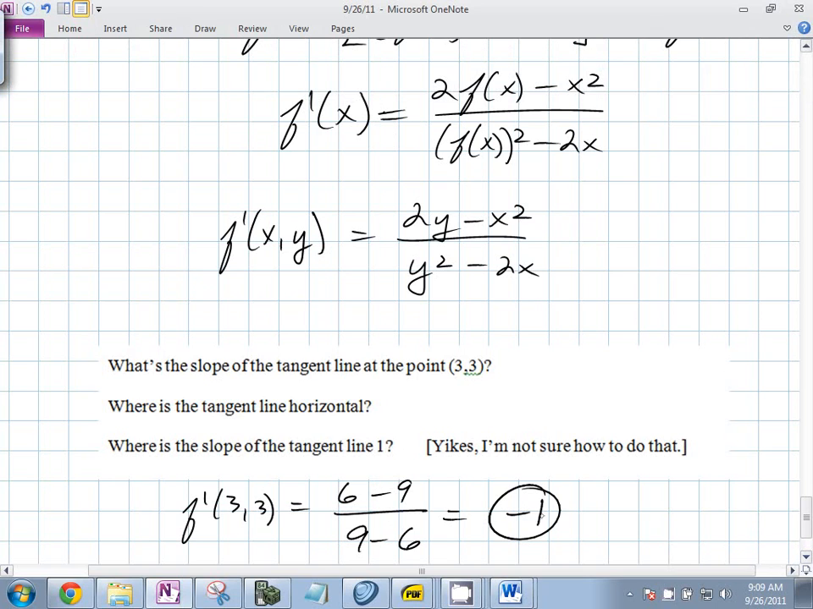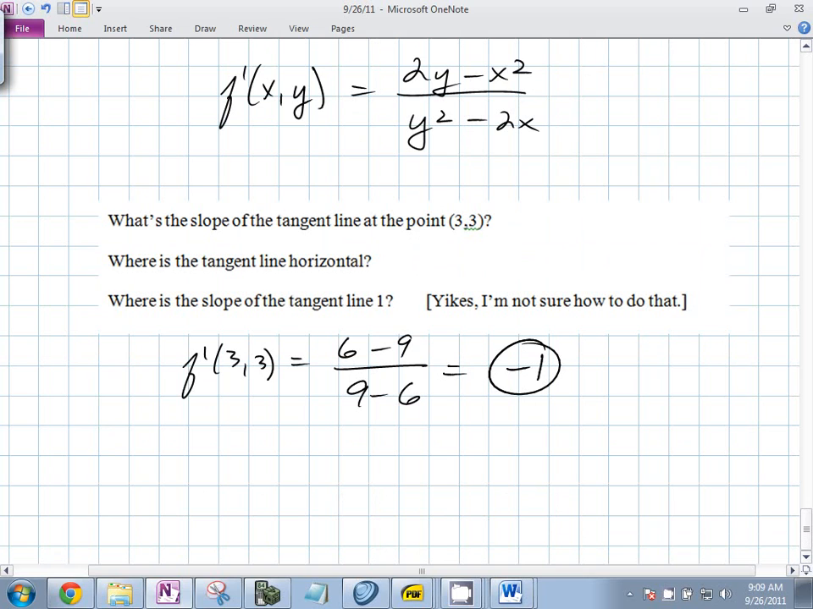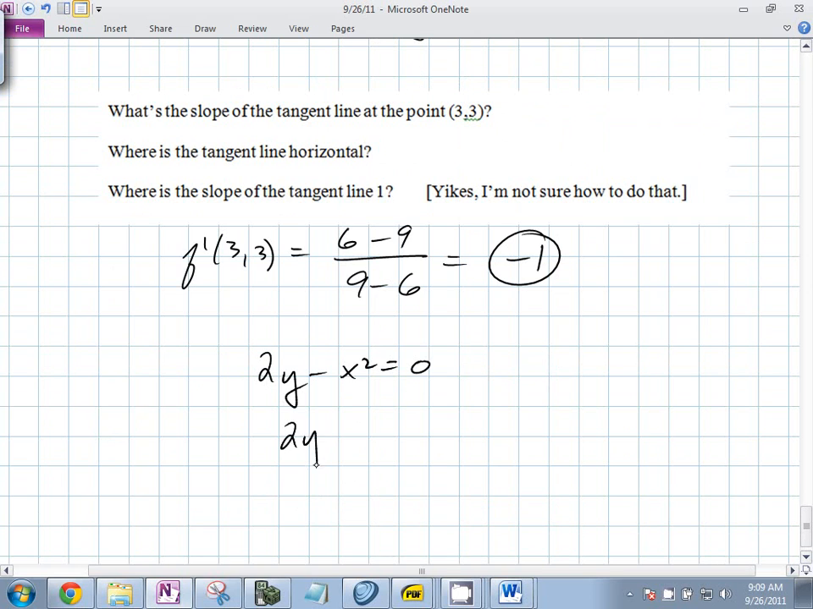Okay, where's the tangent line horizontal? The tangent line is horizontal when the slope of the tangent line is 0. So this is really important to do. We know this is the derivative. So what has to equal 0 for the tangent line to be horizontal? 2y minus x squared has to be 0. So you know that 2y is equal to x squared, so that's when y is equal to x squared over 2. But what other thing does it have to be?